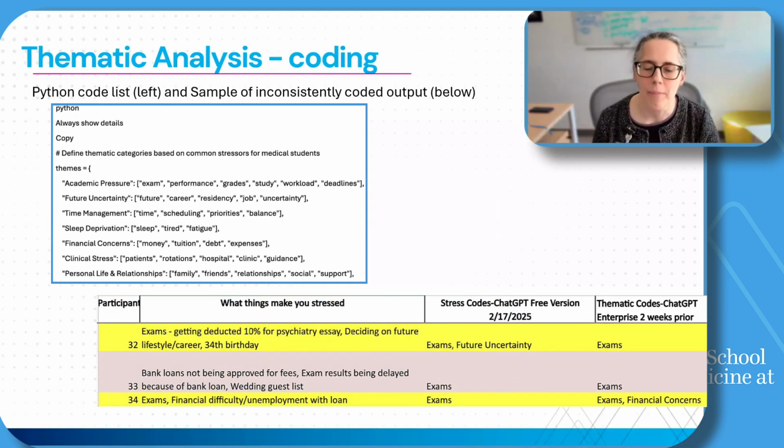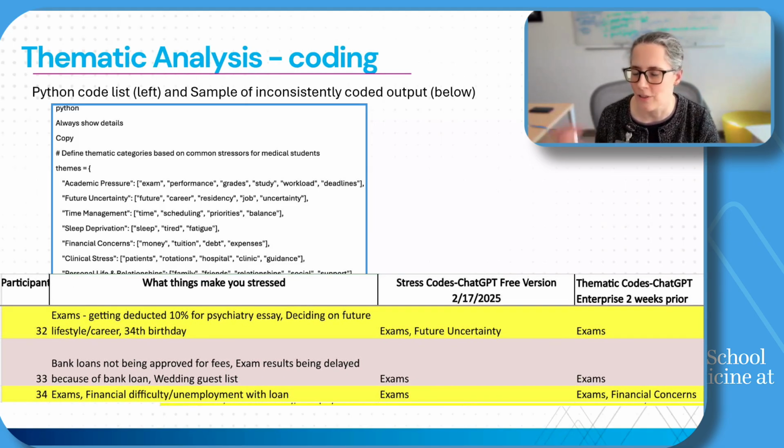But what I want to show you at the bottom is an example of how it's not exactly consistent, and humans will do it better. You see that I did this with a couple different versions of ChatGPT at different time periods. It's very good at recognizing when students talk about exams, I'm going to code it with exams, right? Those are word-to-word matches. Future, lifestyle, and career, where you talked about future, I'm good with coding it as future uncertainty.